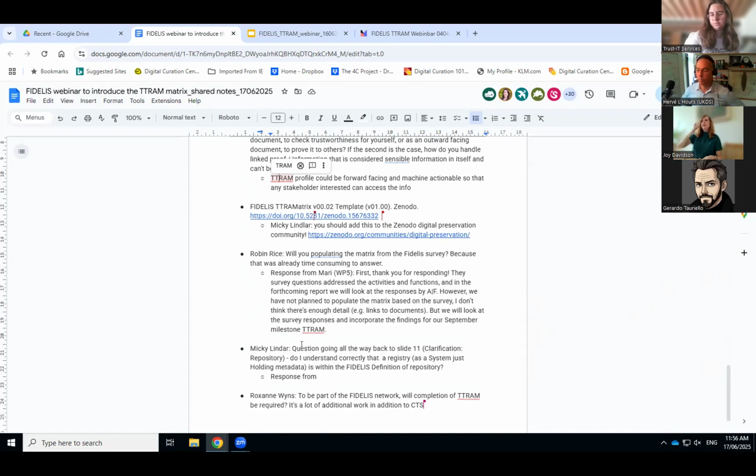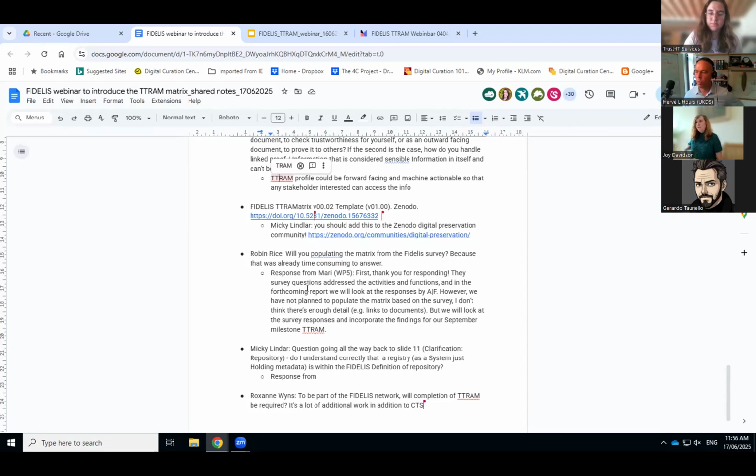Okay, great. I think the next point was really just a recommendation. It was from Mickey Lindar, just saying that the FIDELIS TTRAMatrix version 00.02 template that you've added to Zenodo, it would be great if you could share it with the Zenodo digital preservation community. So that's something that we can take on board after. Yes, definitely will do. Great.